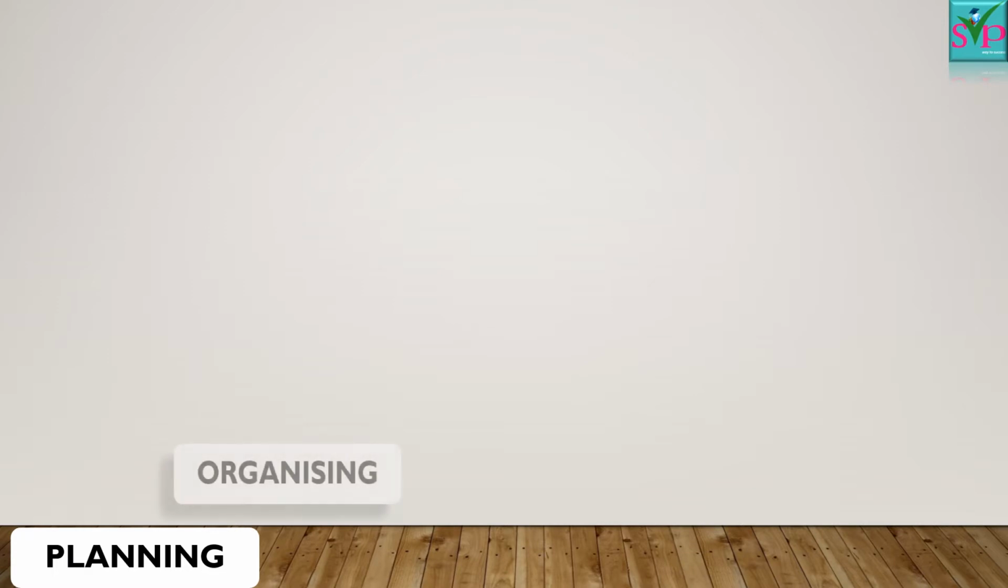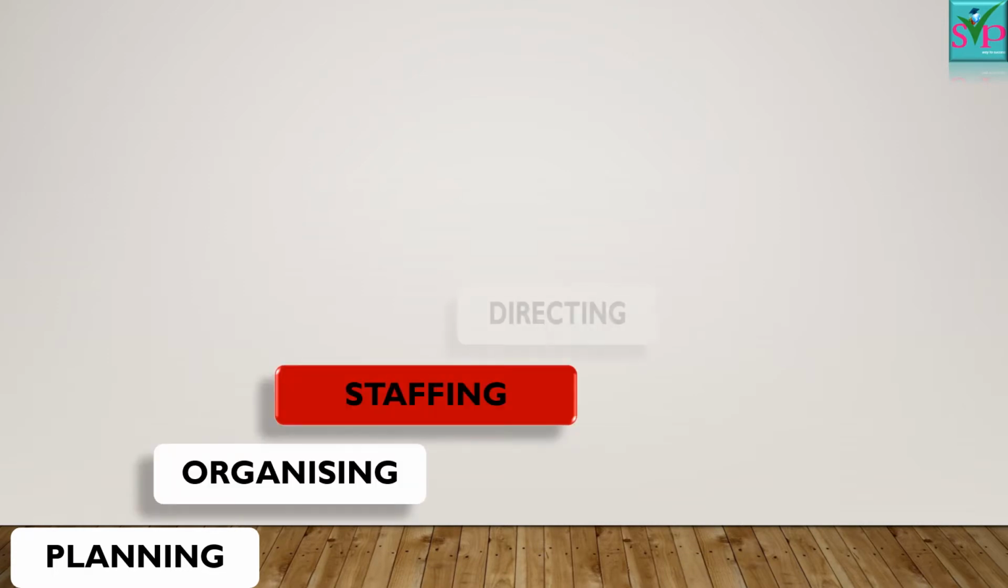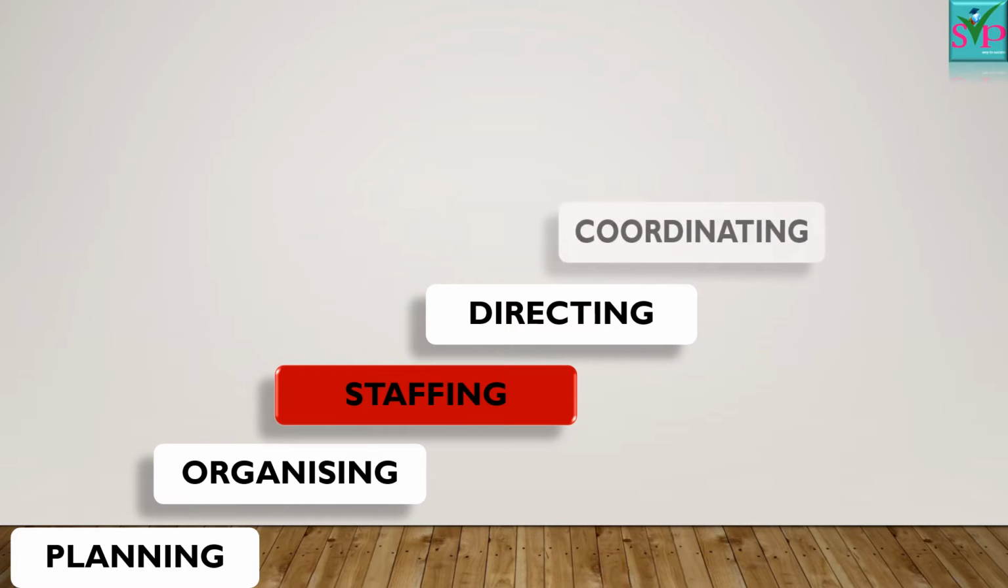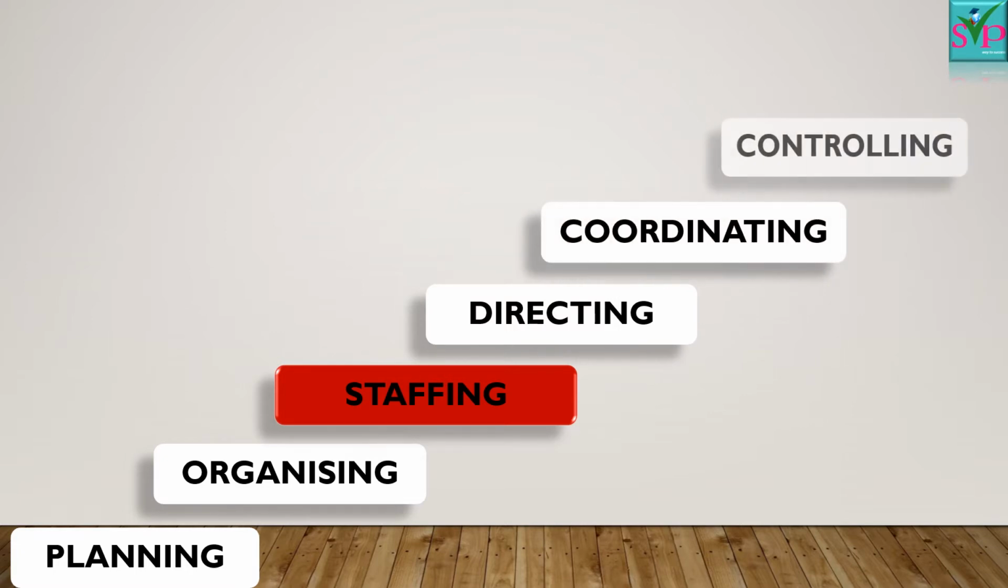As you can see on screen, among the six management functions, planning, organizing, staffing, directing, coordinating and controlling, staffing is the third management function, or we can say it is the third step in the process of management, followed by planning and organizing.